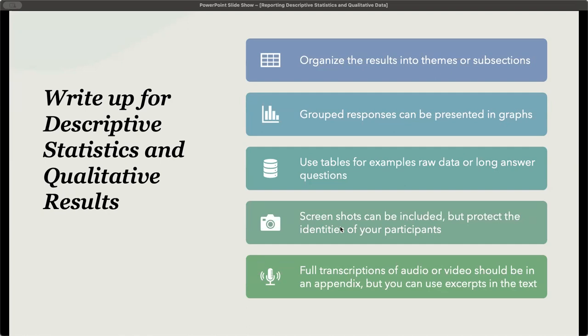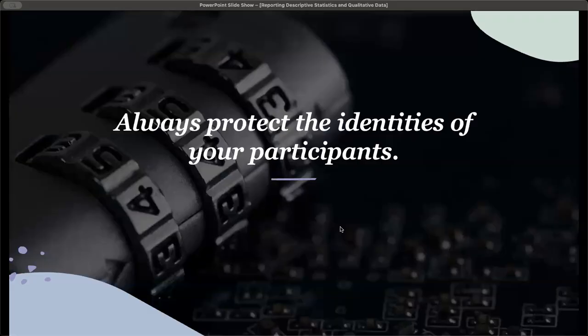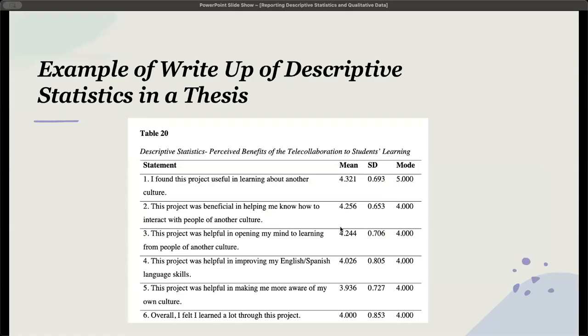Now, if you are transcribing audio or video, the full transcription should be in the appendix, but you can use excerpts within the text. Let's have a look at some examples here. We're going to start with a descriptive statistics example, but I do want to emphasize here that you always need to protect the identities of your participants for data protection.